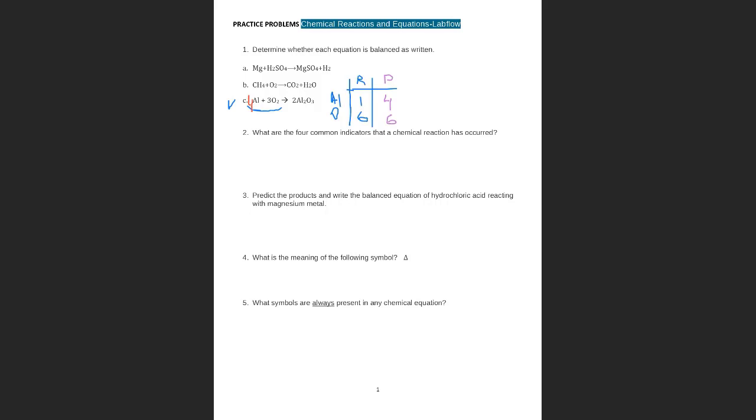Predict the products and write the balanced equation of hydrochloric acid reacting with magnesium metal. So if you have to do that in a quiz, how are you going to do? You are saying, okay, hydrochloric acid, you have to write hydrochloric acid reacts with magnesium metal.